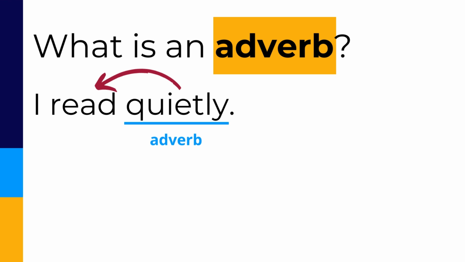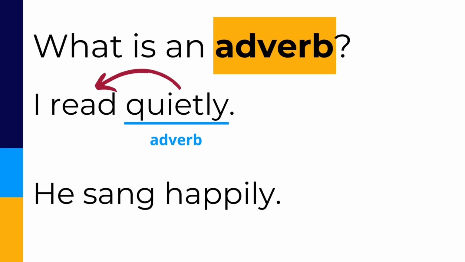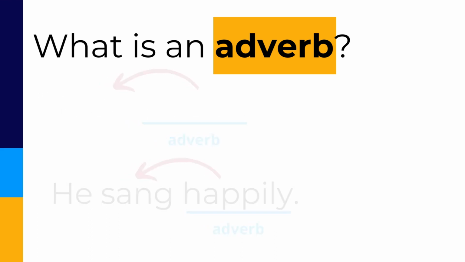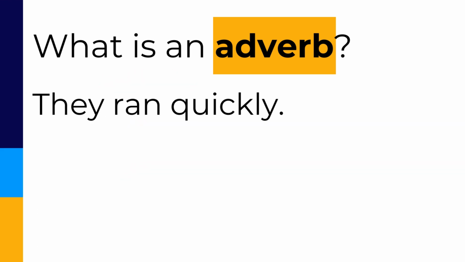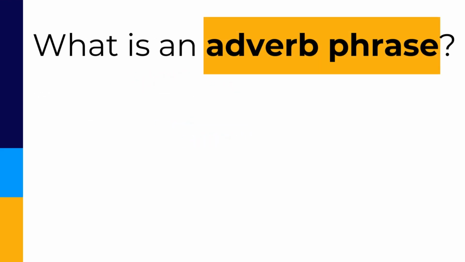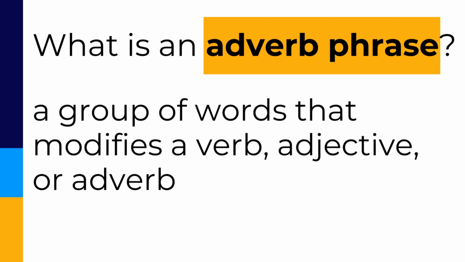In the sentence, he sang happily, happily describes how he sang. Happily is the adverb that explains how. In the sentence, they ran quickly, quickly describes how they ran. So as you may have guessed, an adverb phrase is simply a phrase or a group of words that modifies or describes a verb, adjective, or another adverb.